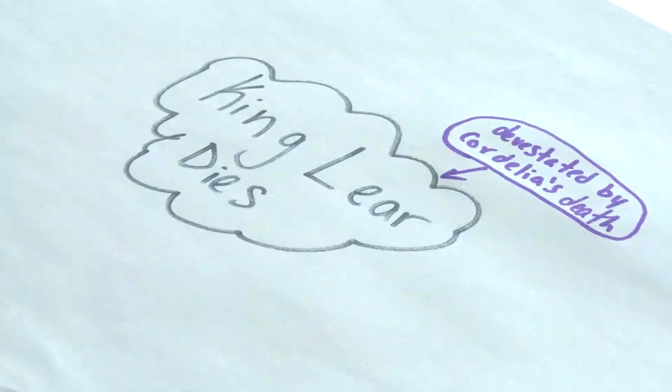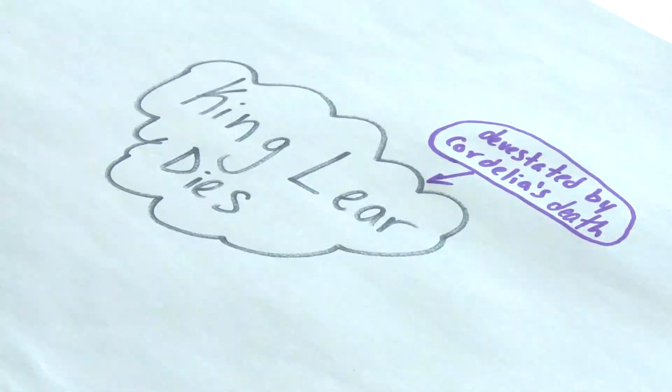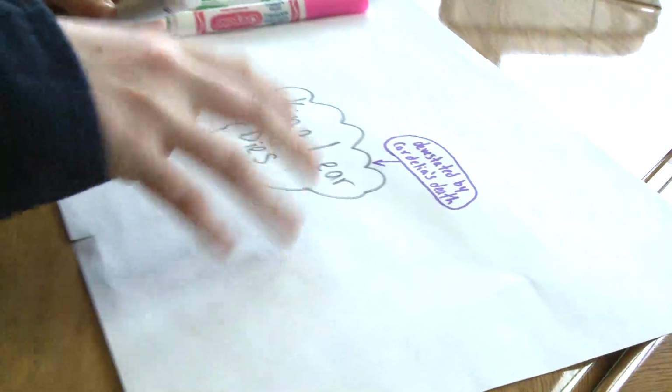So then, wouldn't we branch off from that idea? So we have devastated by Cornelius. Should we think of other reasons he died? So what would cause him to feel devastated?